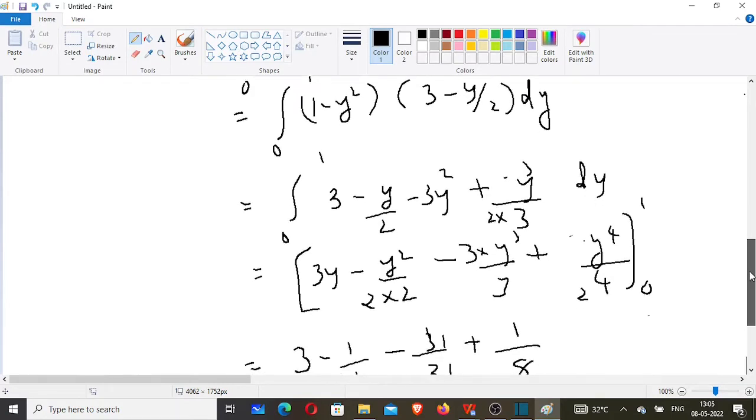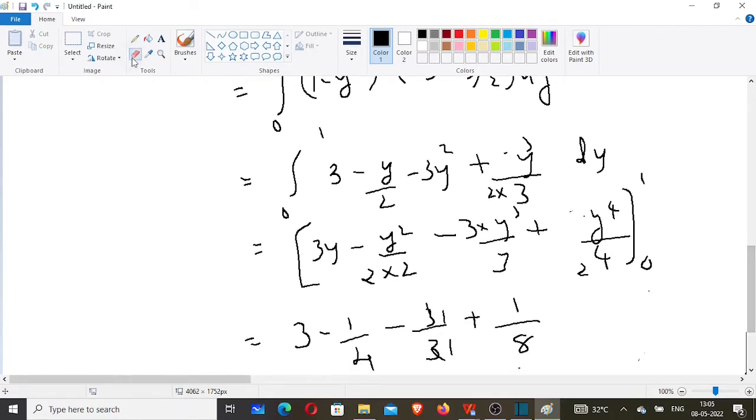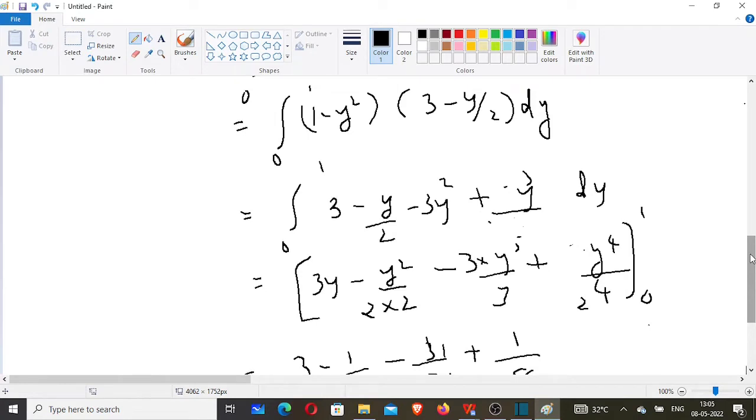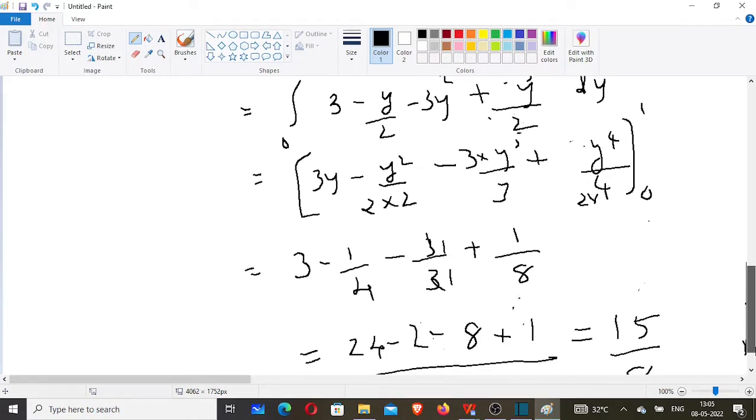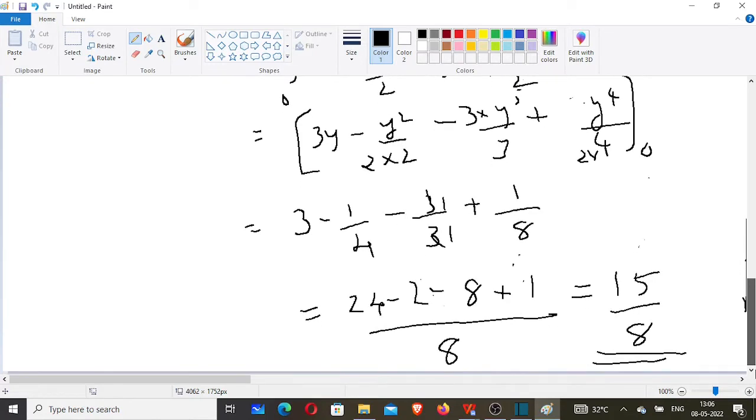Y square into y by 2 is y cube by 2. So y cube by 2, y raised to 4 by 4, 1 by 2 into y raised to 5 by 4. So the answer is 3 into, when we apply the upper limit 1, we get 3 minus 1 by 4 minus 3 by 3 plus 1 by 8, and when we take the LCM as 8, the answer is 24 minus 2 minus 8 plus 1, which is equal to 15 by 8 is the answer.